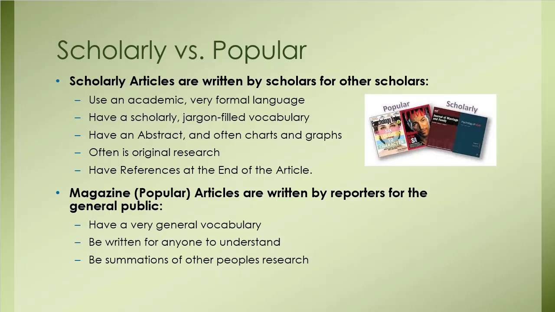It's important to notice the difference between scholarly peer-reviewed journal articles and a magazine. Magazine or popular articles are written by reporters for the general public. They have very general vocabulary and are written for anyone to understand, and they're usually a summation of other people's research. Scholarly articles are written by scholars for scholars, so they use academic or formal language, and they usually use scholarly or jargon-filled vocabulary. They have an abstract at the beginning of the article, and they oftentimes use charts and graphs to show their research, and usually there are references at the end of the article.